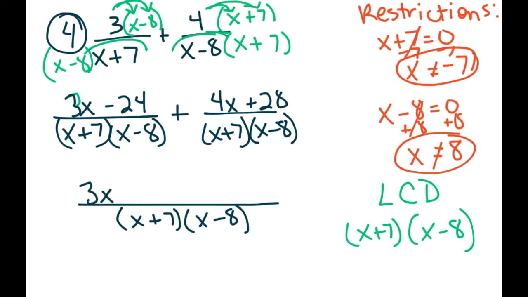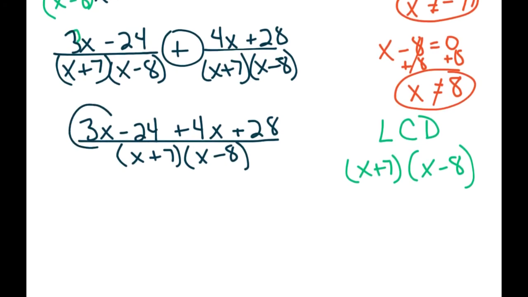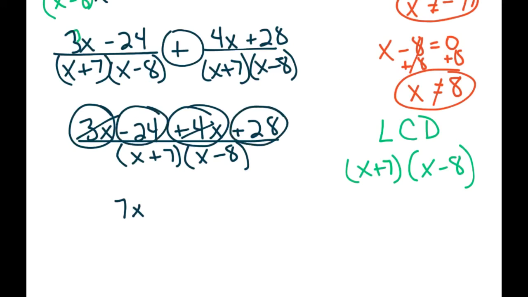We've got 3x minus 24 plus 4x plus 28. Now, you can put this in parentheses at this point, but since this is a positive, we really don't need to. It's not going to change any signs. So I've got 3x plus 4x is 7x. And then I've got negative 24 plus 28. That's going to leave me with a positive 4. x plus 7, x minus 8 on the bottom.